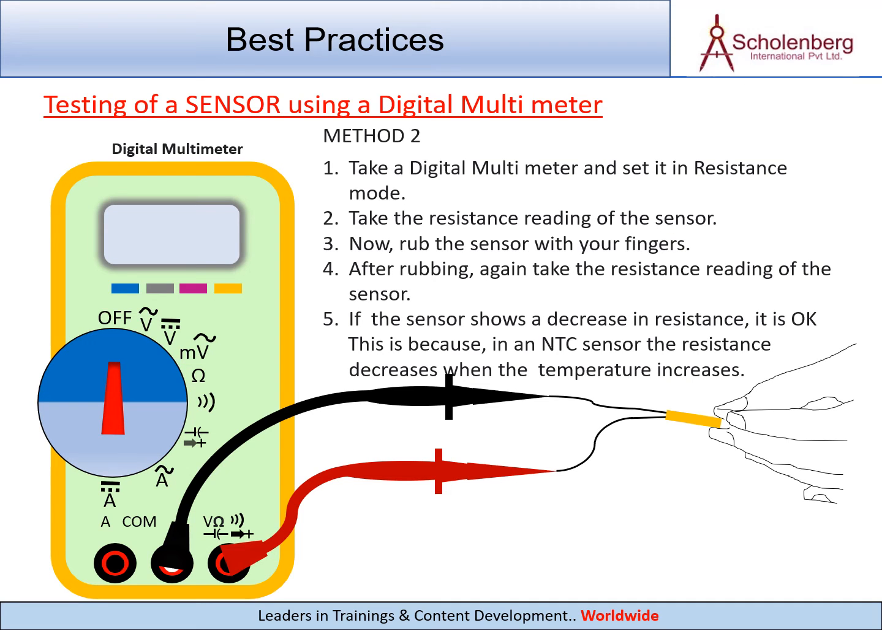Method 2. 1. Take a digital multimeter and set it in resistance mode. 2. Take the resistance reading of the sensor. 3. Now, rub the sensor with your fingers. 4. After rubbing, again take the resistance reading of the sensor. 5. If the sensor shows a decrease in resistance, it is okay. This is because, in an NTC sensor the resistance decreases when the temperature increases.